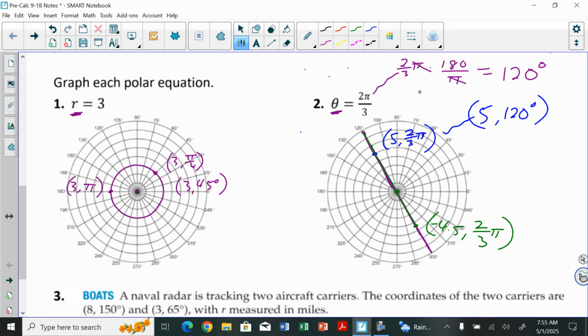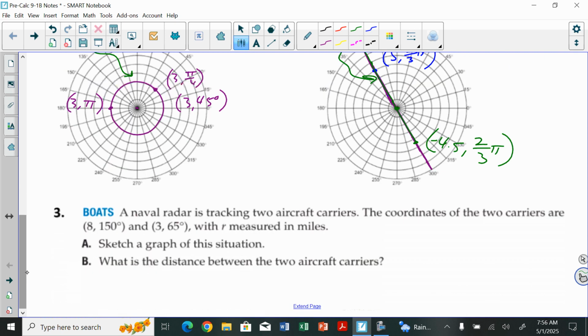Again, just notice that we've got an r equals here. So that's a radius. And we get circles for our graph. And then theta, that's the angle measure. So we're talking about everything that is that angle measure. And you get a line for a graph there. All right. That should help you out a little bit.